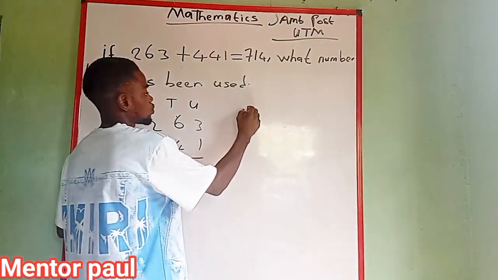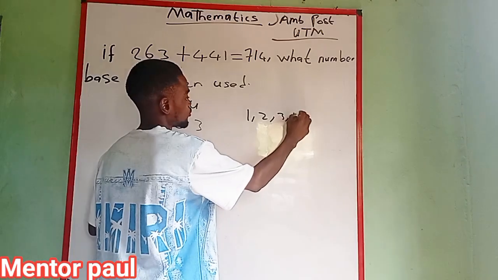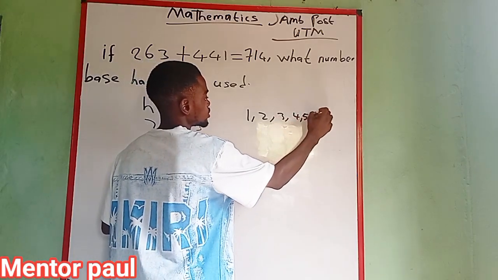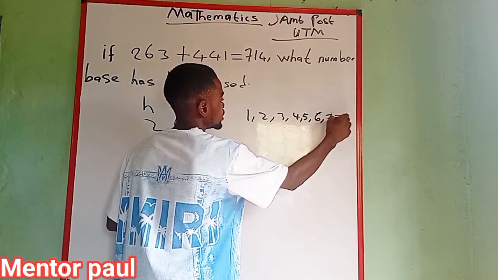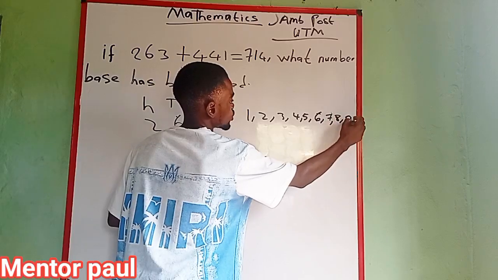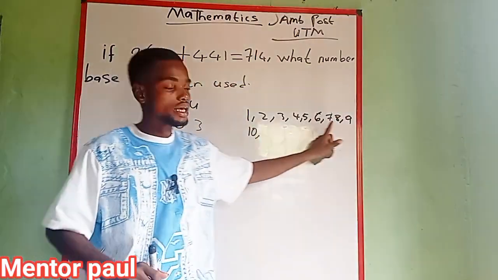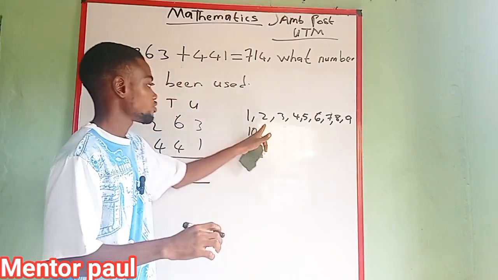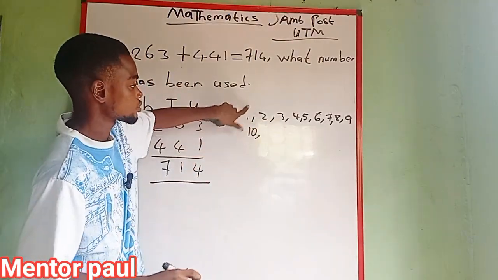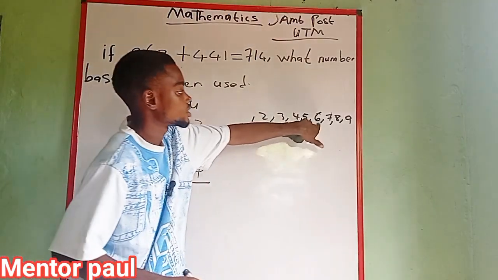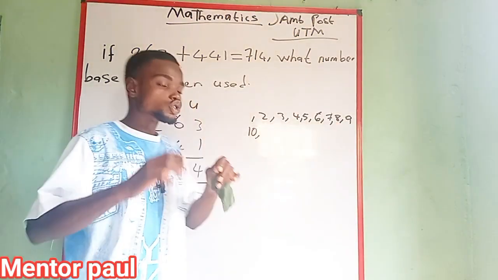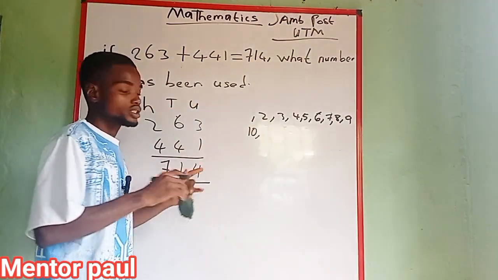So let's write 1, 2, 3, 4, 5, 6, 7, 8, 9, and also 10. Now all of these numbers here are based on their own. You can have base 2, base 3, base 4, base 5, base 6, base 7, base 8. So which of these bases has been used here?